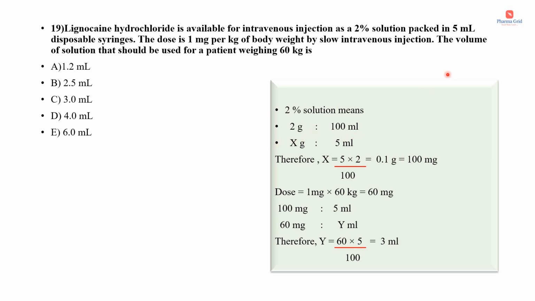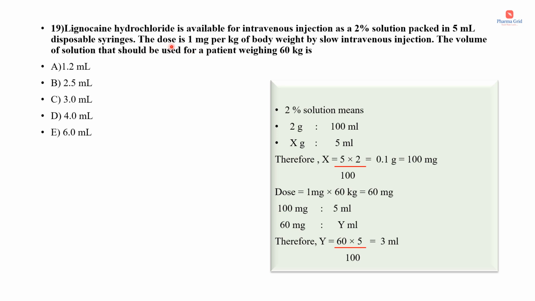Okay, so let's calculate the amount, take it as x. Let it be x gram present in 5 ml, because it is given that this 2% solution is packed in 5 ml disposable syringes. Therefore, x is equal to, cross multiply these values, 2 into 5 divided by 100, that is equal to 0.1 gram. Convert this into milligram, we will get 100 milligram. So 100 milligram is present in 5 ml.